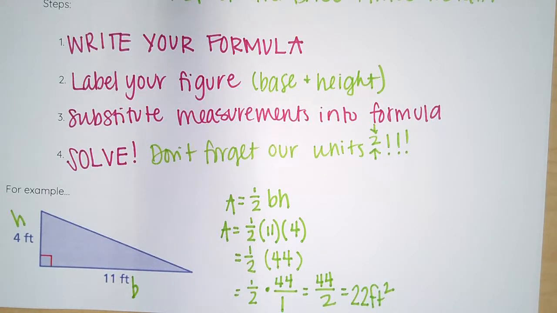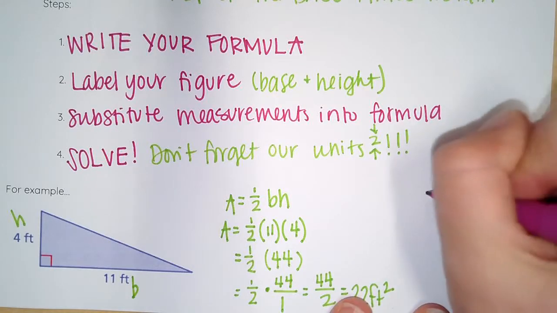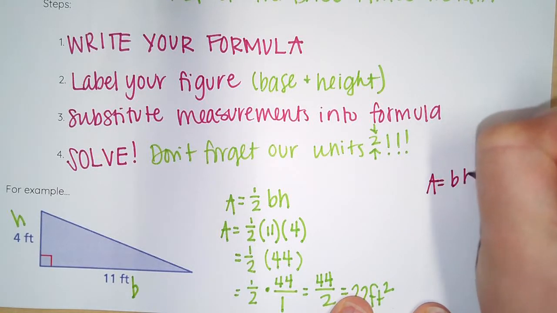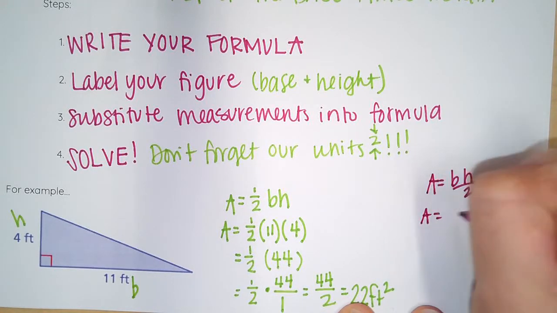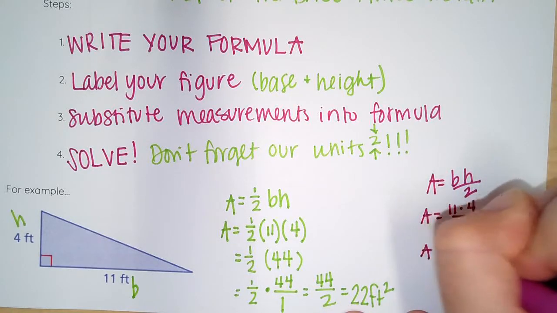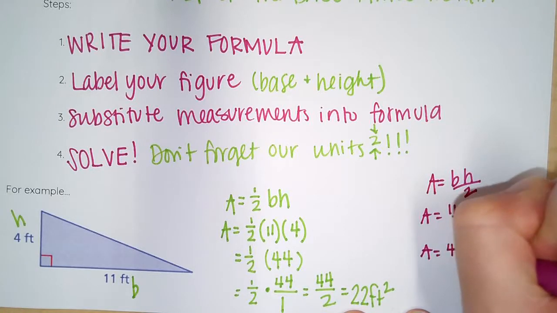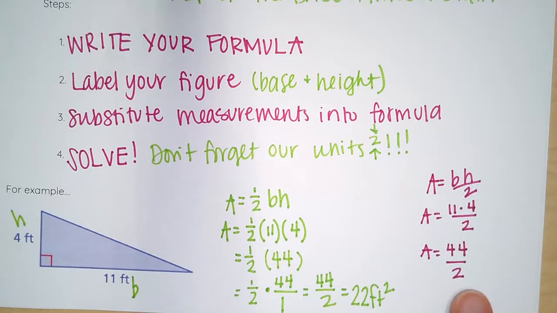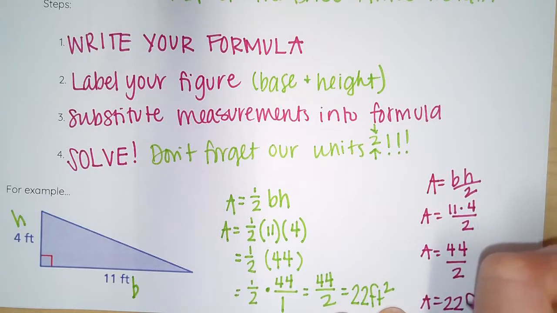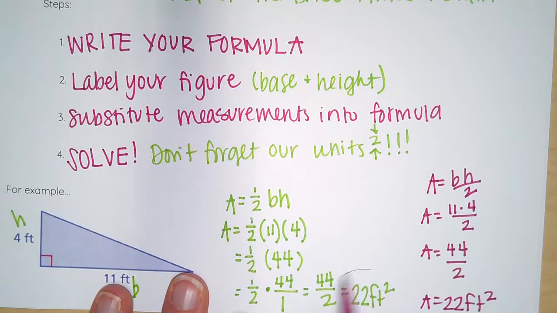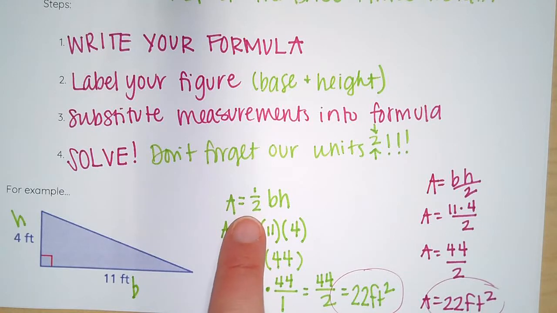Now, let's see if that matches using the other formula. Area equals base times height over 2. So I substitute in. Area equals 11 times 4 divided by 2. 11 times 4 is 44 divided by 2, area equals 22 feet squared. So they are the same. So either formula does work. You can either multiply by 1/2 or divide by 2.